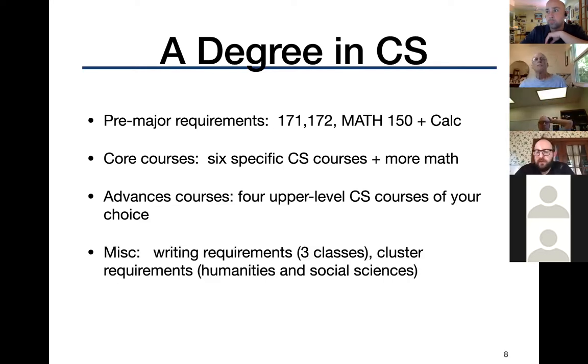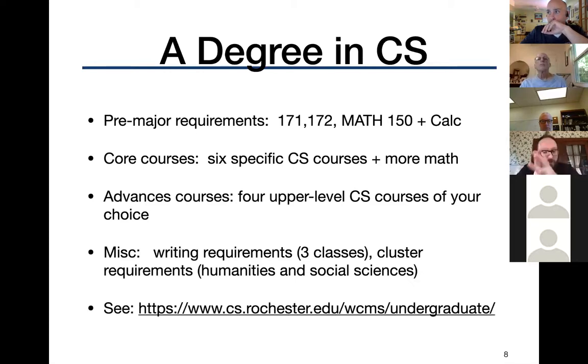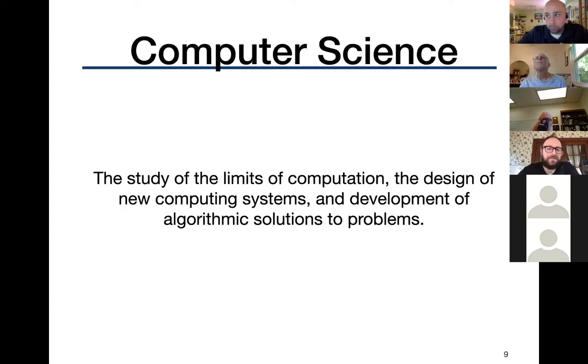As with, I think, all other degree programs here at U of R, there's some other stuff that you've got to do to become a well-rounded, broadly educated person. That includes some writing requirements and some cluster requirements. For computer science, we require you to complete a cluster in humanities and a cluster in social sciences. If you want to know the full story, of course, go to our website at cs.rochester.edu, and you can find a description of the undergraduate program degree.